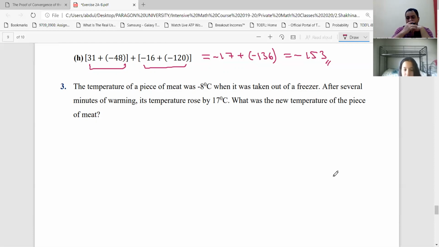Oh, okay. So that's basically negative 8 minus 17. Minus or plus? Plus, it's increasing, right? Oh, yeah, plus. You're warming. So it is plus 17. So negative 8 plus 17 is 9. So the new temperature of the meat is 9 degrees Celsius. Very good. The important thing is understanding the problem.